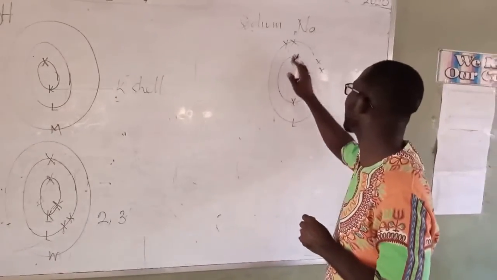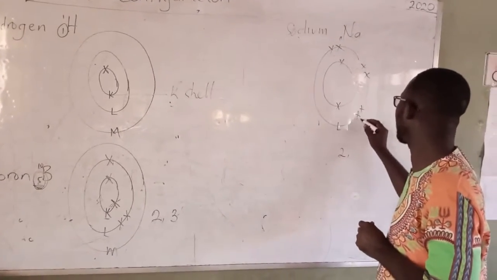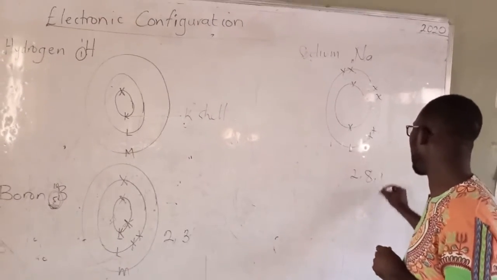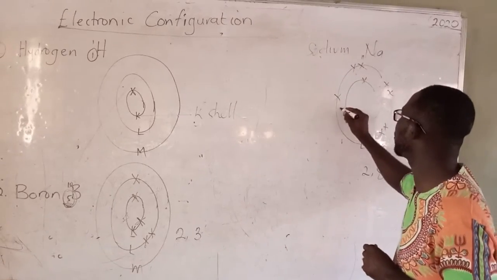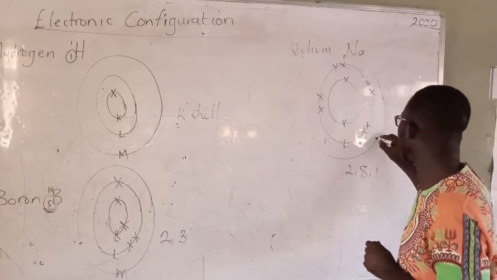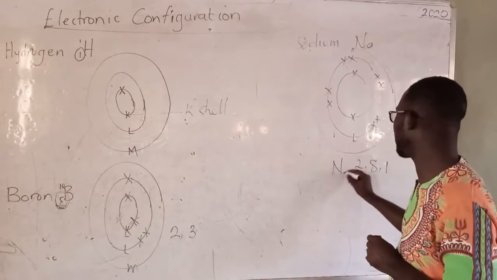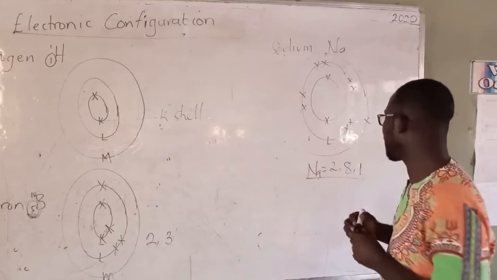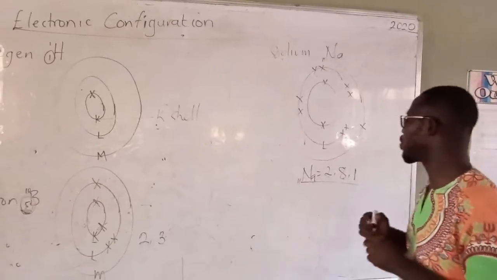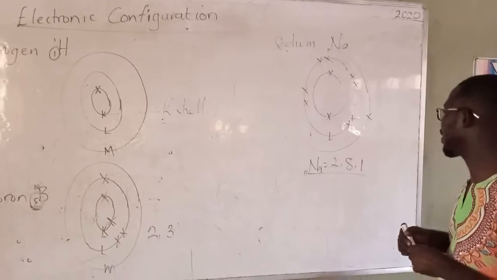Let's count the number of electrons we have now. 2 for the K shell, and then how many are we left with? 8, which is 10, and then 1. So we still have more to do. Okay, so that is the 8th one, and then we have the final one. We can position it here as 1. So for sodium, the electron arrangement is 2, 8, 1. Remember, the atomic number for sodium is 11.